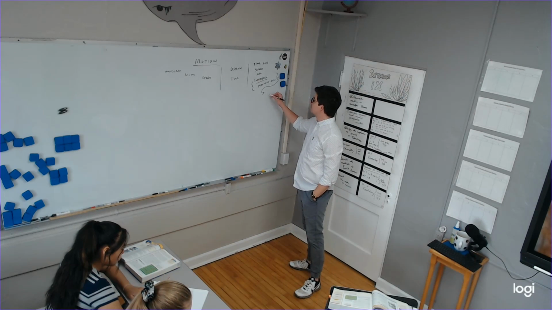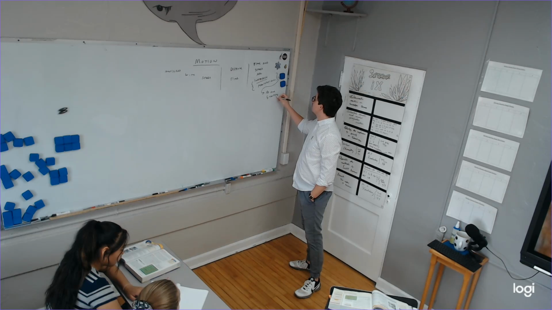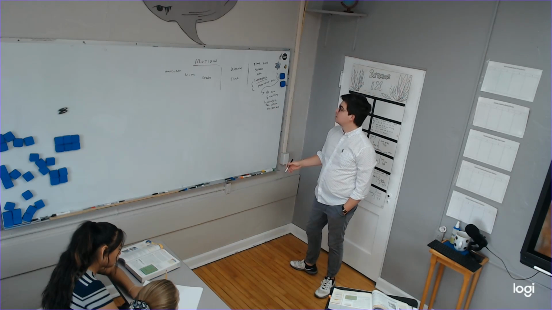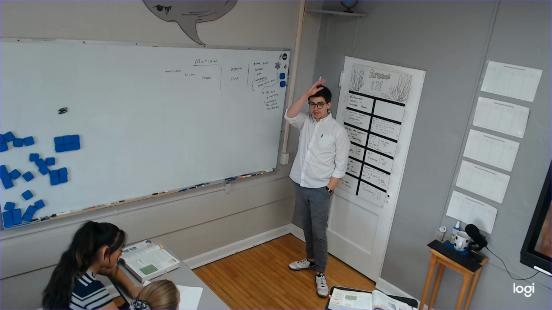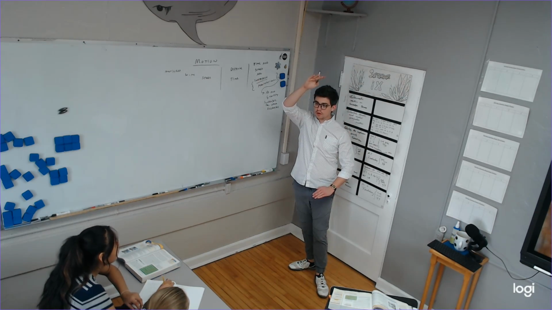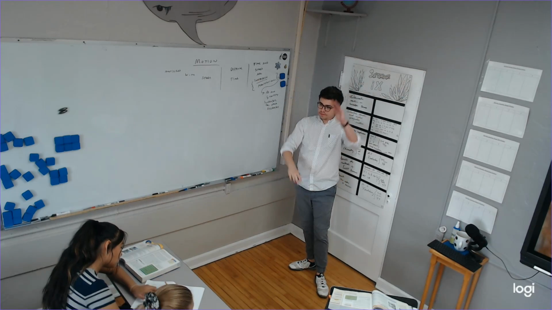Inversely proportional means as one quantity increases, the other decreases. So in this case, speed and time, the longer it takes, the lower the speed. They're inversely proportional. As one goes up, the other goes down, and vice versa.